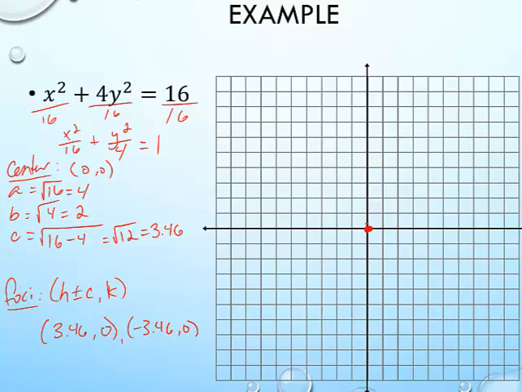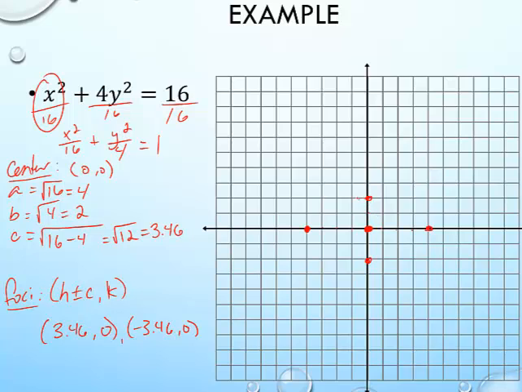A is under x. A is under our x. So that means we're going to go left and right by 4. So 1, 2, 3, 4. Go along the x-axis when A is under x. And then since B is under our y, we're going to go up and down by 2. 1, 2.